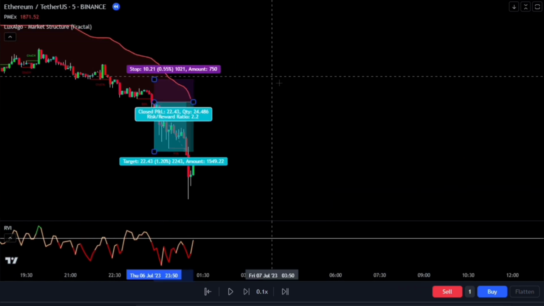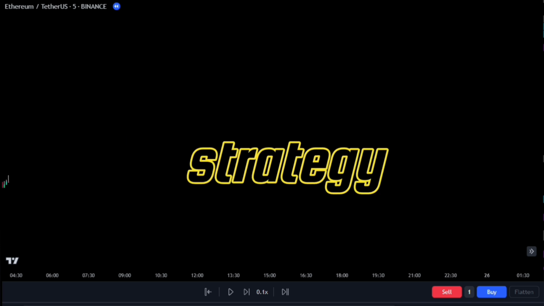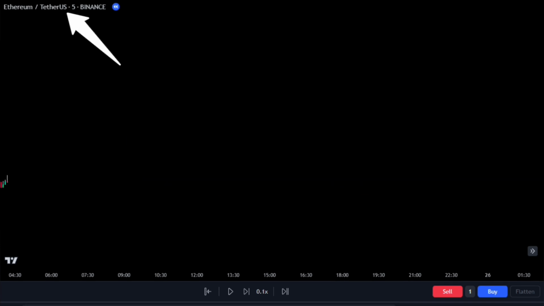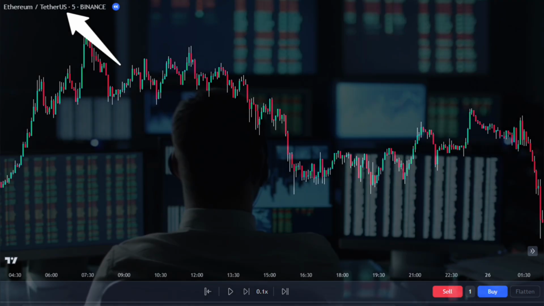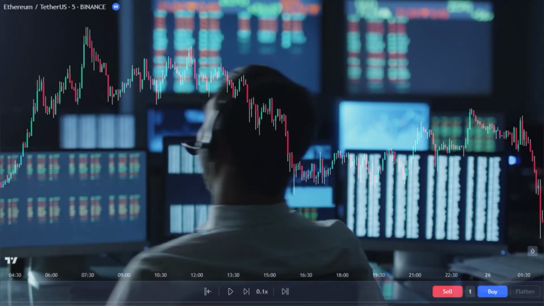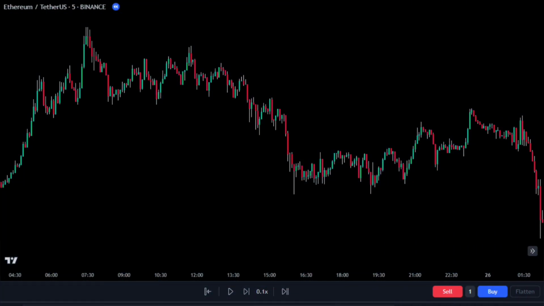Alright, let's dive in. Let's get into this strategy step by step. First, we'll use a 5-minute chart for Ethereum Tether, and 3 indicators to guide us. And guess what? This strategy works no matter if you're a scalper, swing trader, or day trader. So, no need to worry about your trading style.